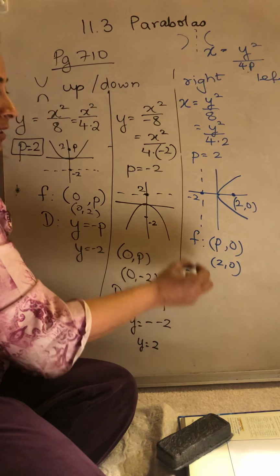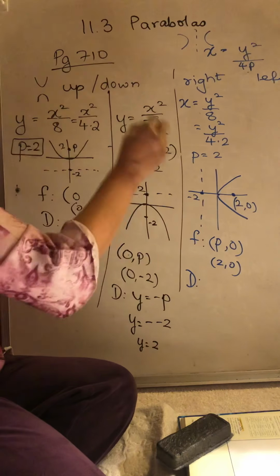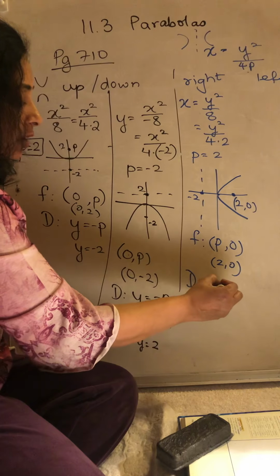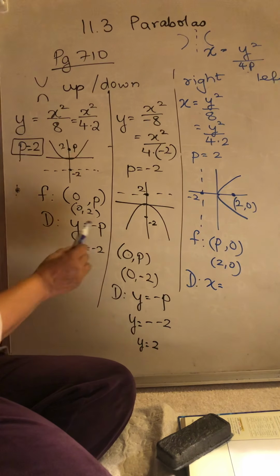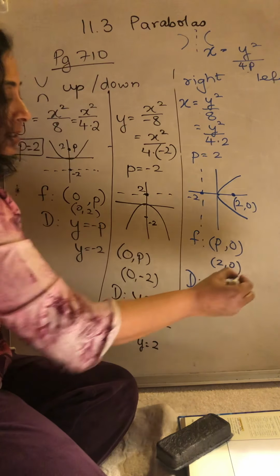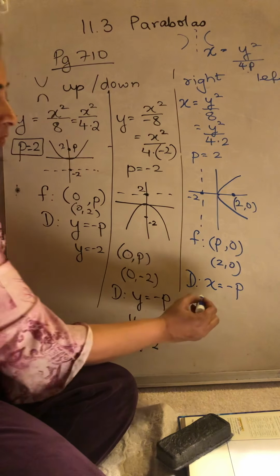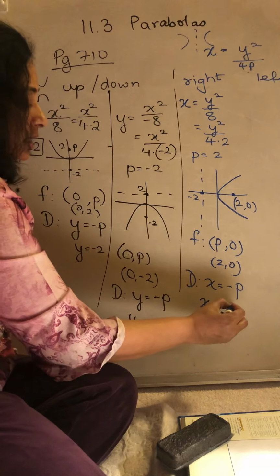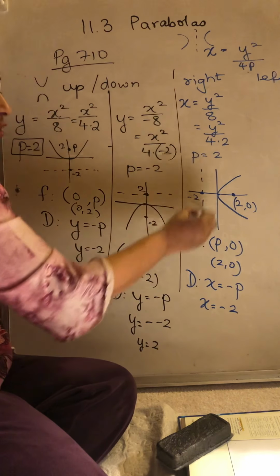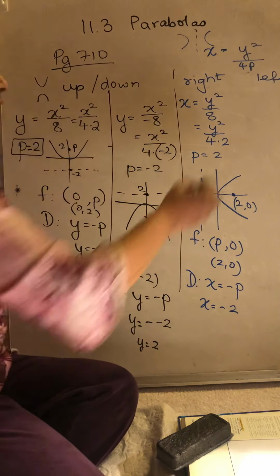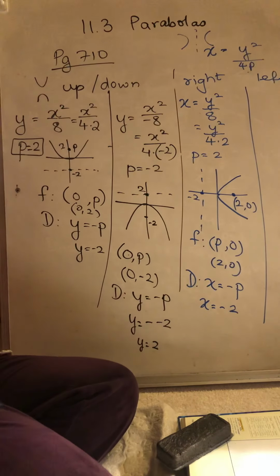So my directrix is a vertical line. Since it's a vertical line, I know my equation has to be x equals something. Always, whatever is p, directrix is negative. So it's x equals negative p. So here I will write negative, then I'll go looking for the p. p is just 2. So this is the equation of the line. x is negative 2.